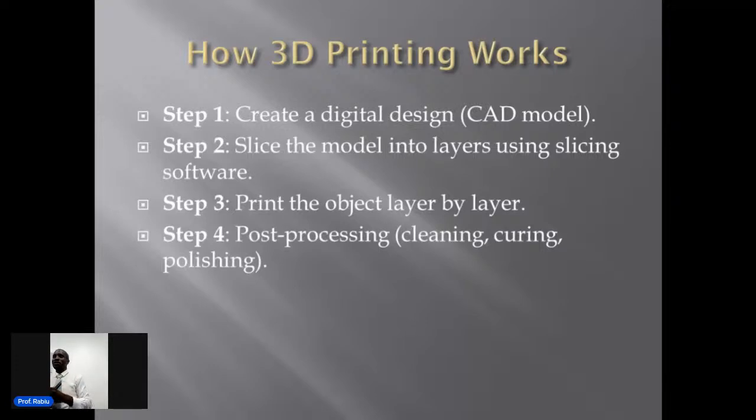Some printers cannot print with metal. We even have a 3D printer that can construct a room. You put the cement and that is the filament for it. It creates structures, houses, buildings and all that. Okay? Is that clear?